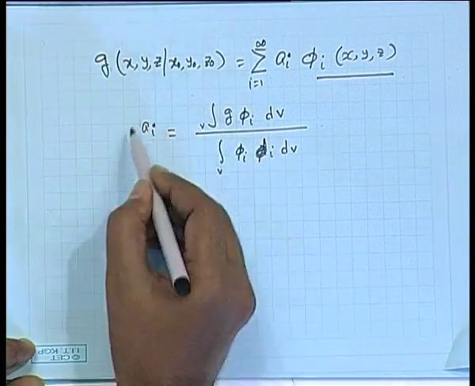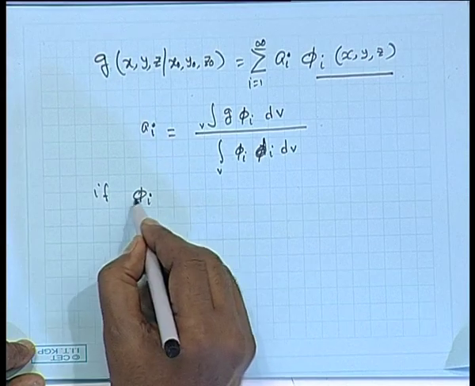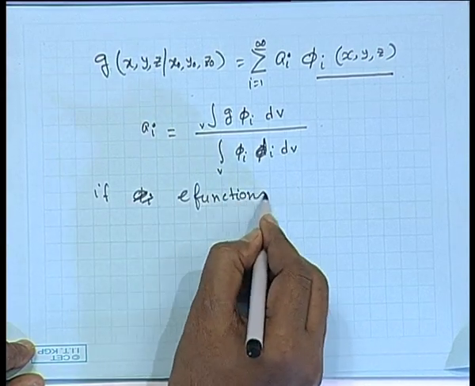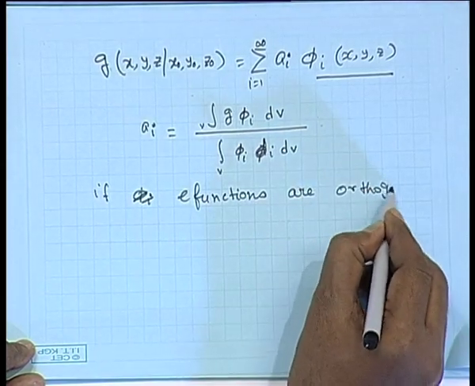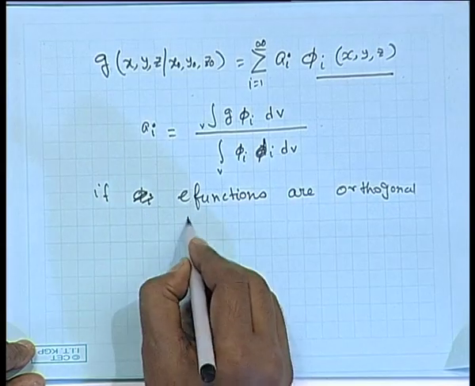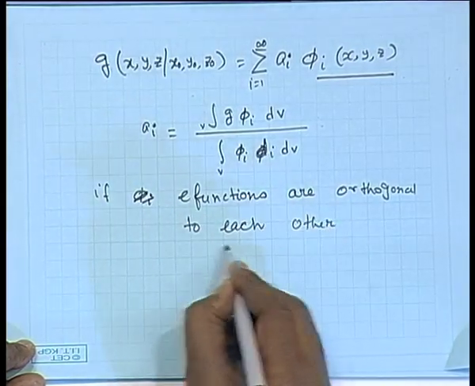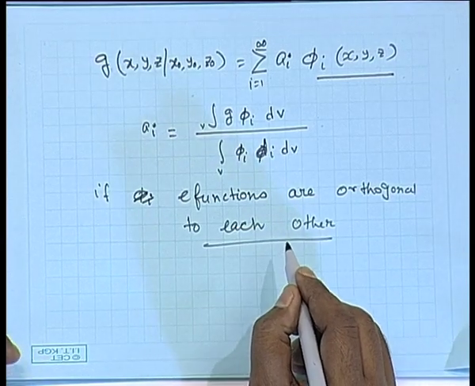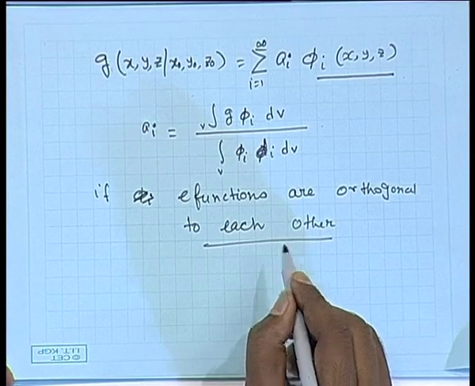So this can be written if the eigenfunctions are orthogonal to each other. In fact, the eigenfunctions for such systems are really orthogonal to each other. That can be proved.